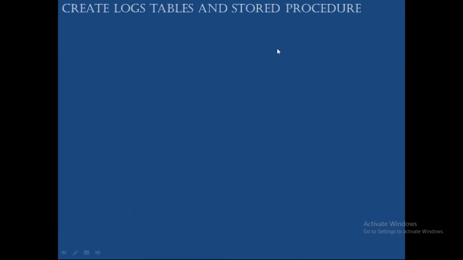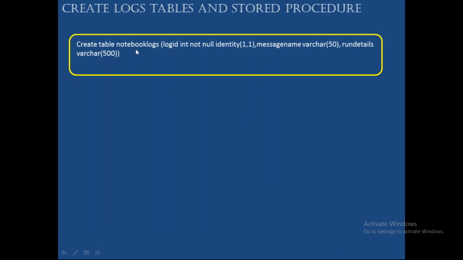Next, create the logs table and stored procedure. See, create table notebook logs. This is how we will create the table. Create table notebook logs. Log ID int not null, identity column 1, 1. So log ID will be generated automatically. Message name, whatever output comes, I'll put it here. Run details, that URL, whatever URL I mentioned, that is very important. So run details means that URL I will mention in this third column. But you already know how to get the ADF name, pipeline name, run ID, all those things. You can include all of them in this particular data factory.